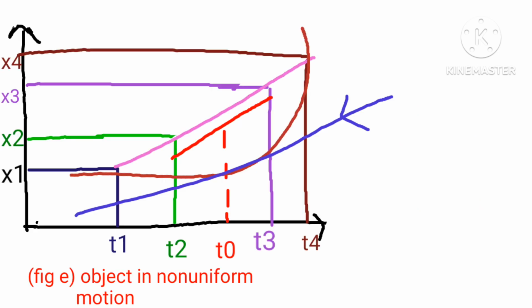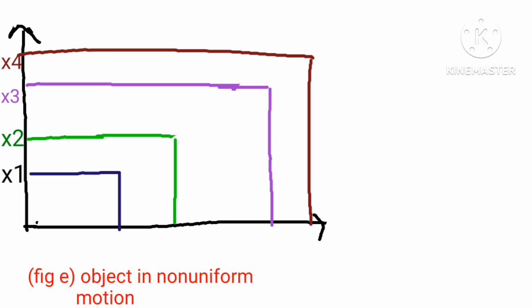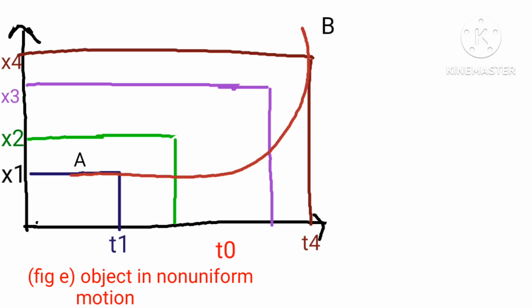Now look at the preceding figure, which shows the motion of an object with non-uniform velocity. Here the velocity changes with time, and therefore average and instantaneous velocity are different. This figure shows the average velocity over the time interval from t1 to t4 around time t0, shown by the slope of AB. Now for the small time interval from t2 to t3, the average velocity is the slope of the line CD.